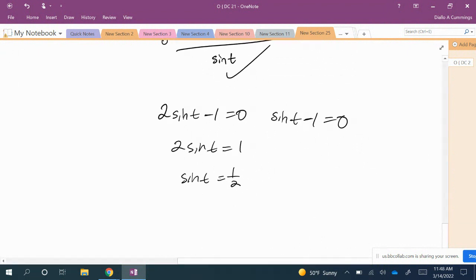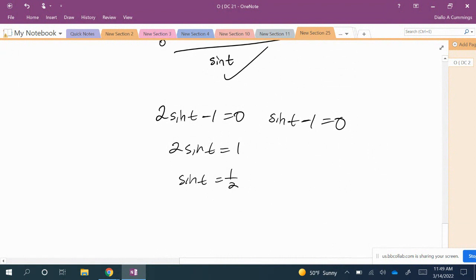I'm going to solve the second equation, sine t minus 1 equals 0, in a similar fashion. I'm going to isolate the sine of t, so I add 1 to both sides, and I have sine t equal to 1. Now we're going to use the function values chart to find all of the angles that have a sine of 1/2, and then we'll find all the angles that have a sine of 1.